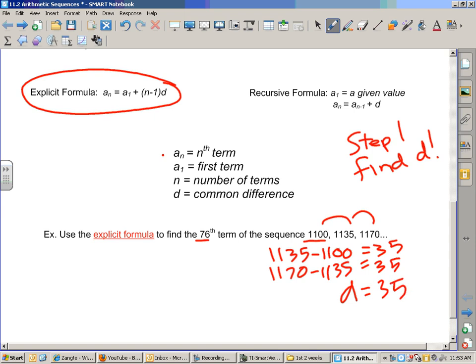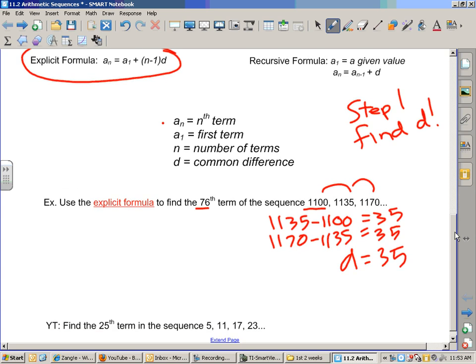So we're going to go back and use the explicit formula to solve this. The explicit formula is still right here. So I'm going to rewrite it just for myself and say a sub n equals a sub 1 plus parentheses n minus 1, and those parentheses are very important, times d. Now we're going to plug things in. They want to know the nth term. The nth term was given to us. They wanted to know the 76th term.